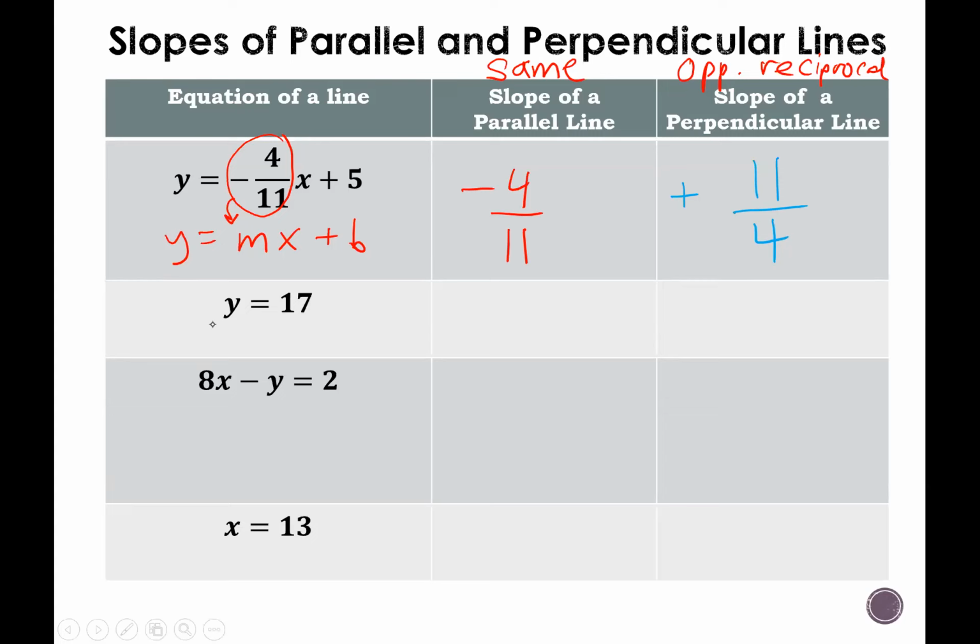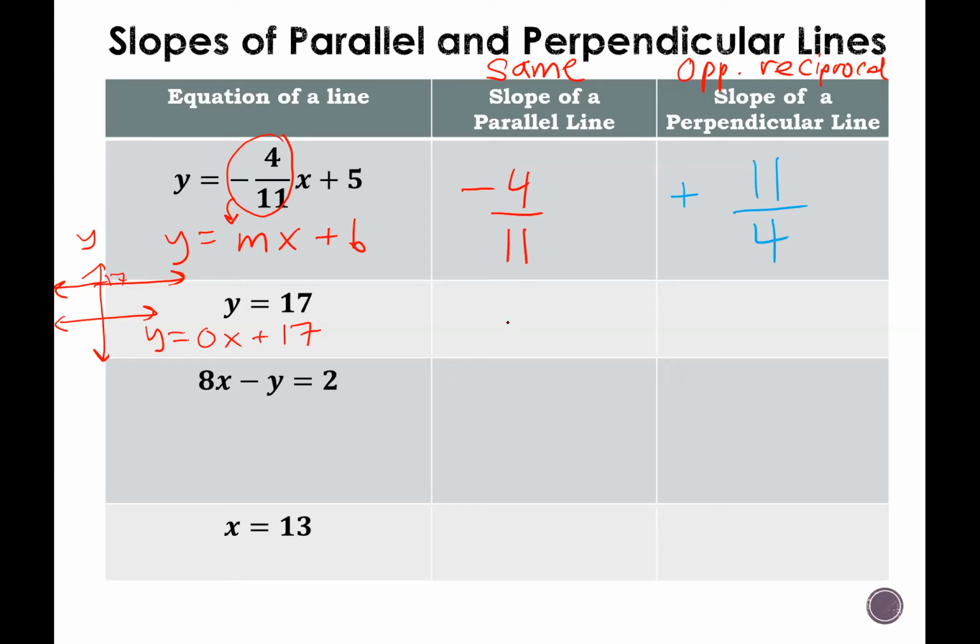The next equation is y equals 17. Okay, so does it feel like something's missing here? There's a couple ways to think about this. y equals 0x plus 17 is one way to understand this equation. Okay, so this is a horizontal line. It is going side to side. So a quick little sketch over here. This line is going through the y-axis at 17. So it crosses the y-axis, but it does not cross the x-axis. Okay, so when we have a horizontal line like this that's going through the y-axis, the slope is 0.